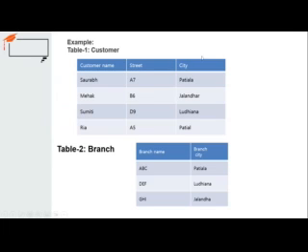Let's assume the example data we have. Table 1 is customer data, which consists of customer name, street, and city. Like Saurabh, street name is A7, city is Patiala. Similarly, Ria, street name is A5 and Patiala, like that.